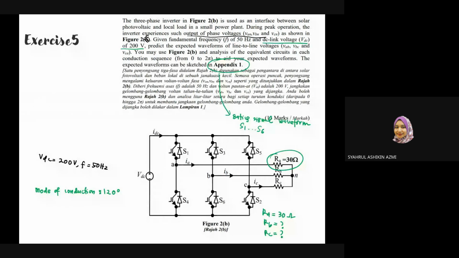What you need to do is work with the waveform again. That's why I keep mentioning that for the 3-phase inverter, you will always play along with the waveform. You need to predict the expected waveform of the line-to-line voltage, then do the analysis of the equivalent circuit in each conduction sequence, and then sketch the waveform in Appendix 1. So always refer to the formula booklet and find Appendix 1.